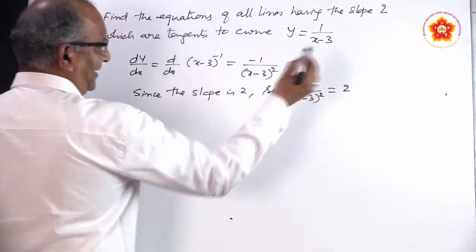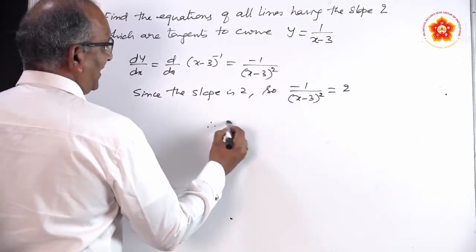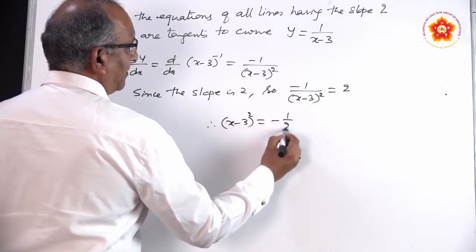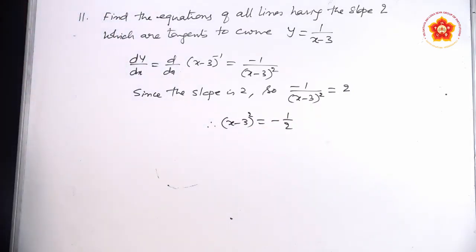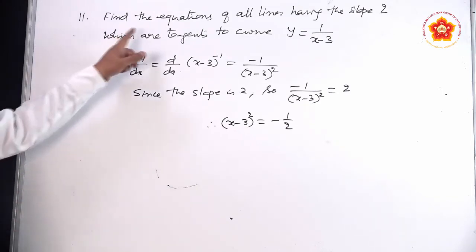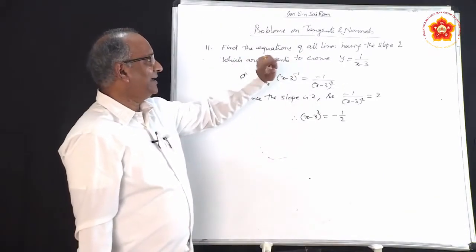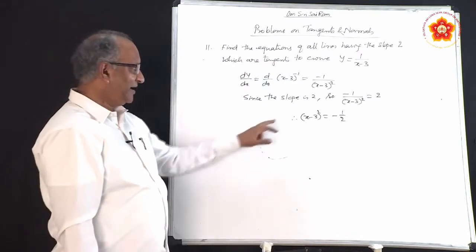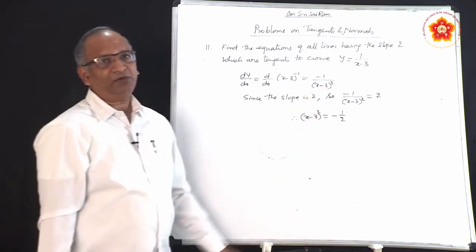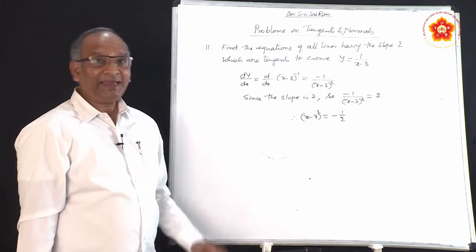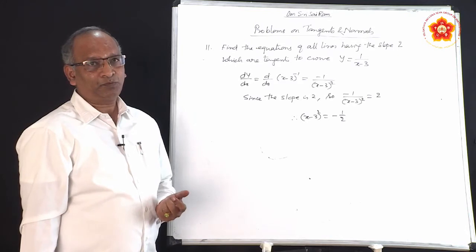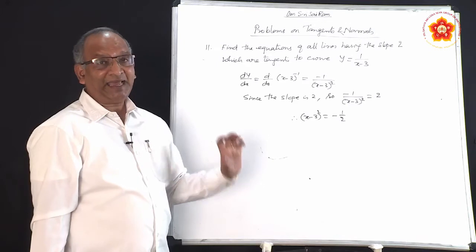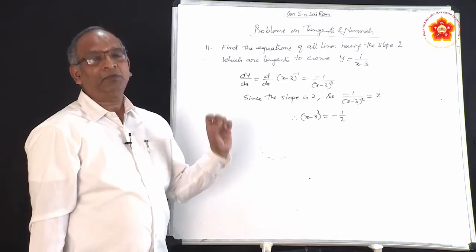Get that 2 here and take x minus 3 whole square other side. What do you get? Our objective is find the equations of all lines having the slope 2. And what did we get? X minus 3 whole square equal to minus half. Can a square number be negative? X minus 3 whole square shows that it is a square number. Can square number be negative? Not possible.